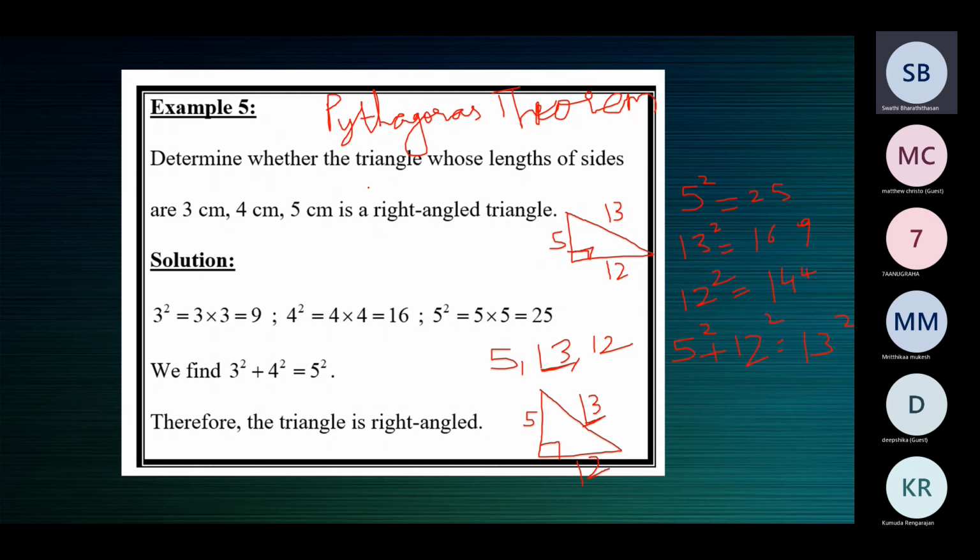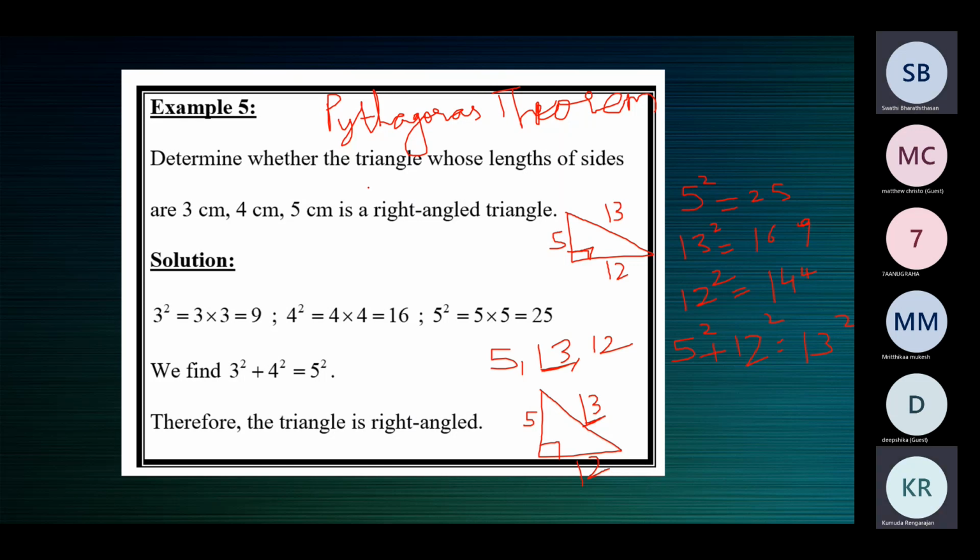is equal to the sum of the squares of the other two sides. The sum of the squares of the other two sides.